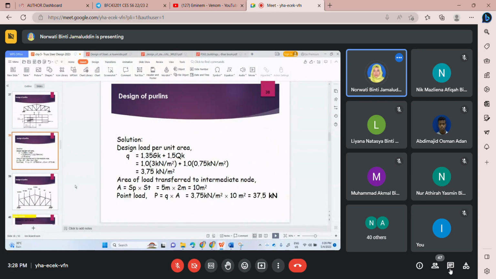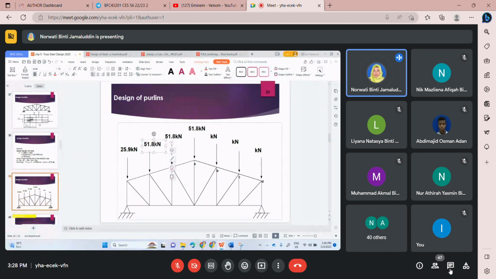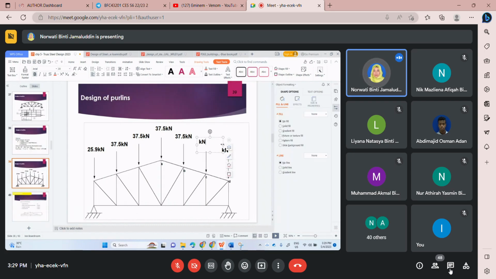Kenapa 51? Okay, maybe ini load lama. Last time kita guna lain, 37.5 kilonewton. All the loads are 37.5 except at the end, because the end node here and here only support half. Okay, this one should be divided by 2.